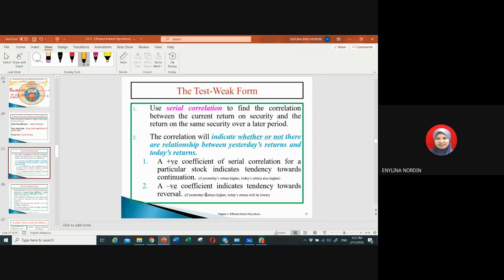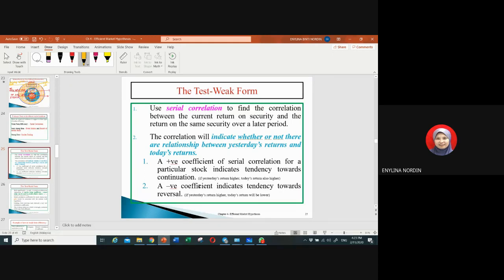So that means if we have these two types of serial correlation, two values, positive and negative, let's say this one +1, this one -1, that means you can predict the stock price of the company, right?